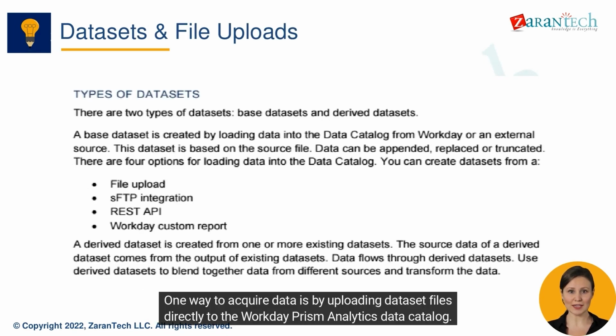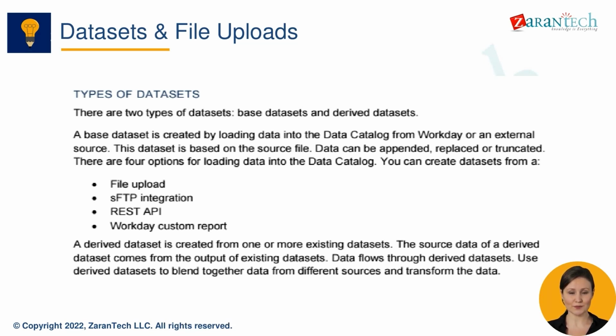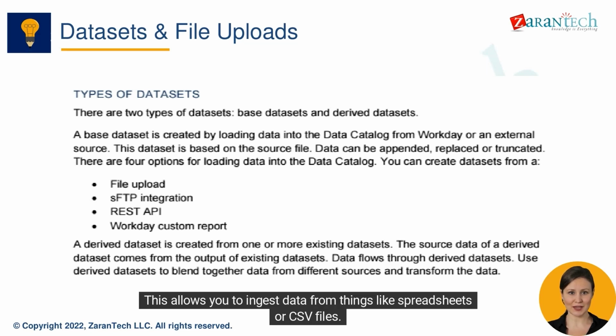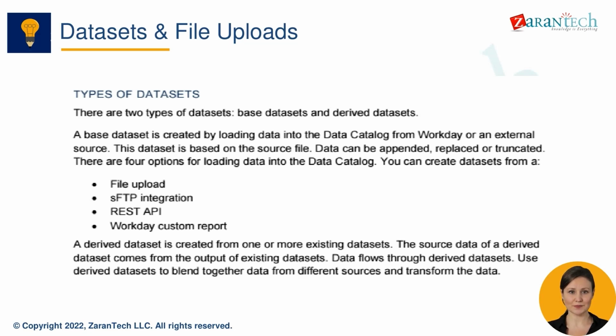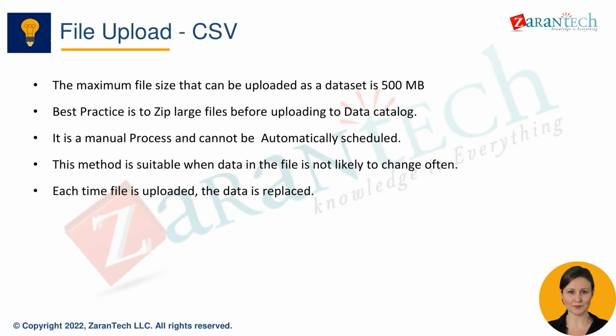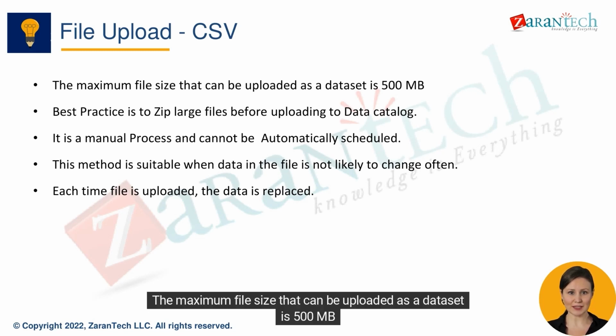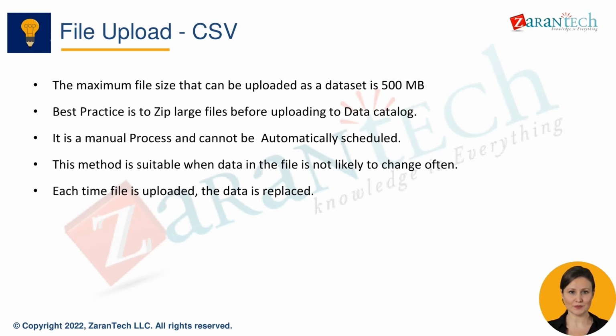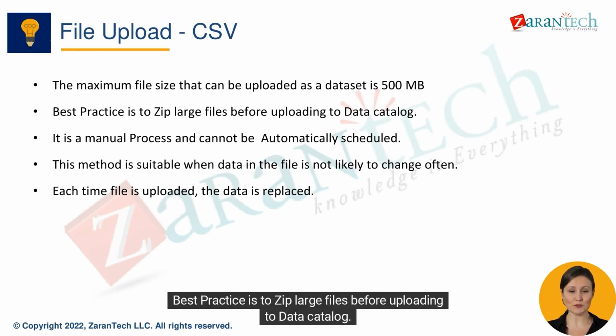One way to acquire data is by uploading dataset files directly to the Workday Prism Analytics data catalog. This allows you to ingest data from things like spreadsheets or CSV files. When uploading CSV files as datasets, there are some key considerations. The maximum file size that can be uploaded as a dataset is 500 megabits. Best practice is to zip large files before uploading to data catalog.